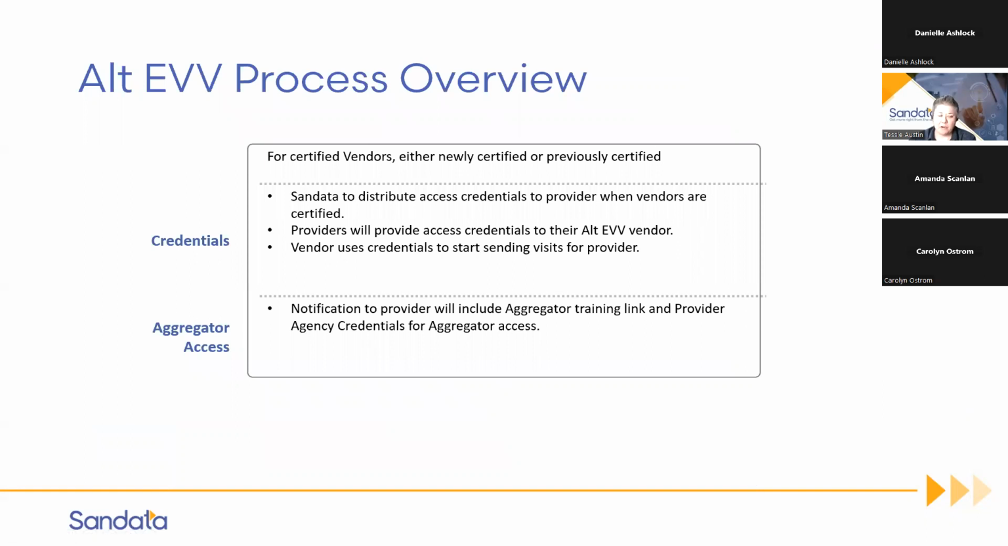And then the process kind of merges back up. So the other two things were for new vendors. If it's a vendor that's already been certified with Sandata and has gone through that checklist, completed everything, or if it's a new vendor and they complete it, then we distribute credentials to the provider. The provider may have to do some training if they haven't done it before, and then they get their credentials to log into the aggregator to look at the information. The providers can log in and look at the data the vendor sends. The vendor uses their credentials to send for the provider. And then that's where it all joins back up, and everybody's happy and we can get things rolling.